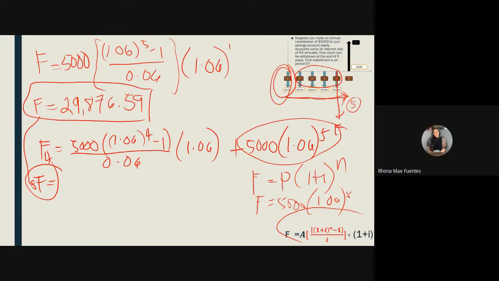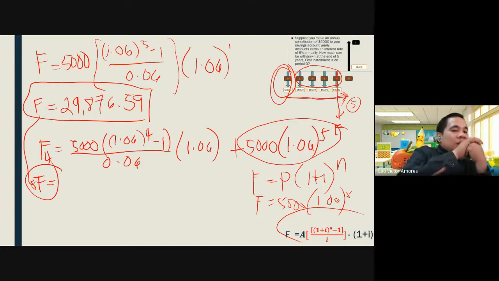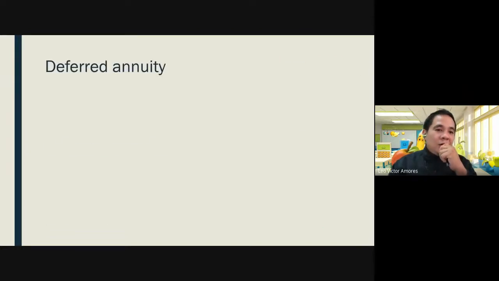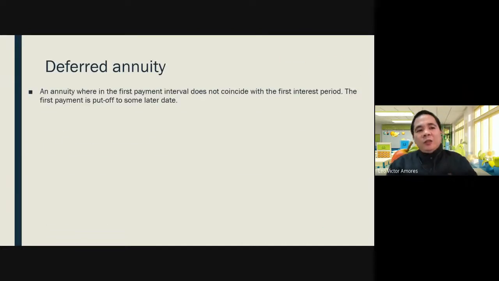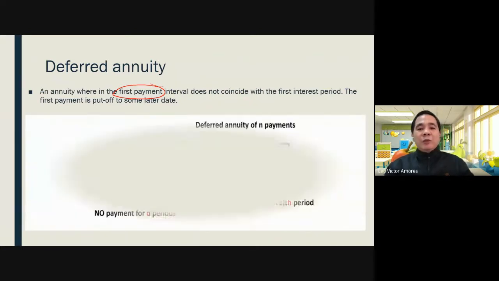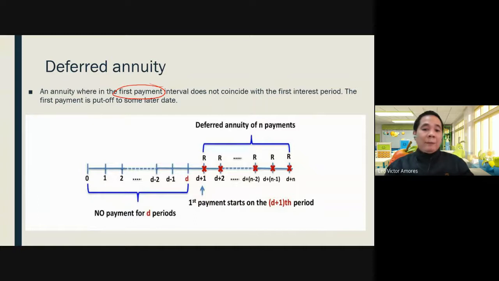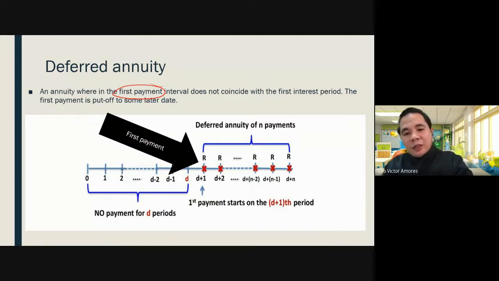Thank you, sir. Okay, is it clear? Yes, sir. Okay, I'll proceed. Shall I proceed? I'll proceed to deferred annuity. A deferred annuity is an annuity where the first payment interval does not coincide with the first interest period. So at some point, for a number of months or years, you have not yet made any payment. In other terms, your first payment will occur at year R.